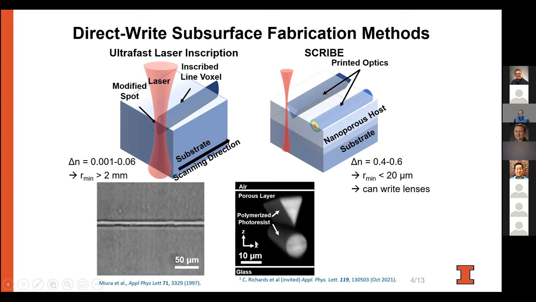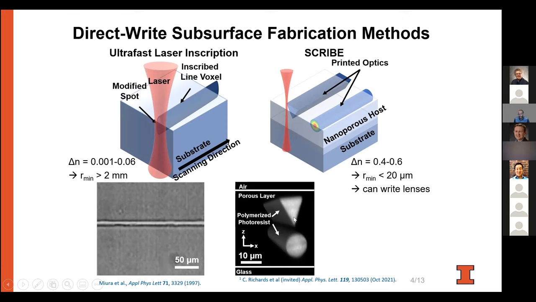So shown here is a vertical horizontal cross section. This is our glass substrate. We have this porous silicon material on top, and we have an air interface at the top. And we can make these self-aligned structures in which these are suspended and being held in place by the nanoporous material.